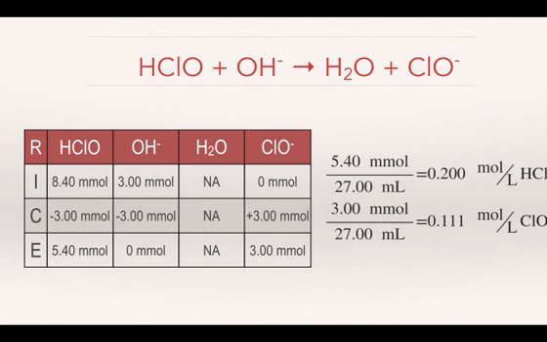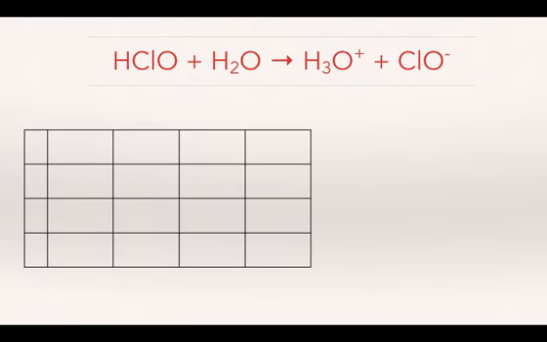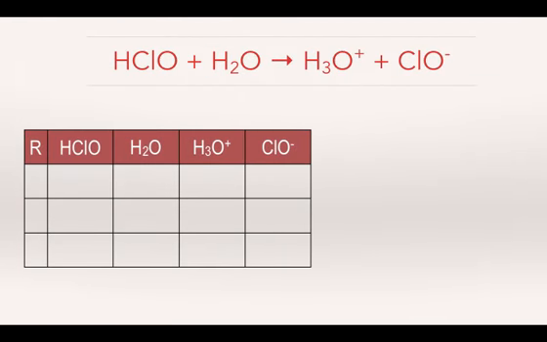So we take those millimoles and divide by 27, and we find our concentration of hypochlorous acid has now dropped down to 0.2 moles per liter, and the hypochlorite ion's concentration will be 0.111. These values then will be used in our equilibrium equation. So our initial value for our concentration of hypochlorous acid is going to be 0.200. Hydronium ion, since we're making the assumption that the reaction has not taken place, is 0, and our starting value for hypochlorite ion is 0.111.